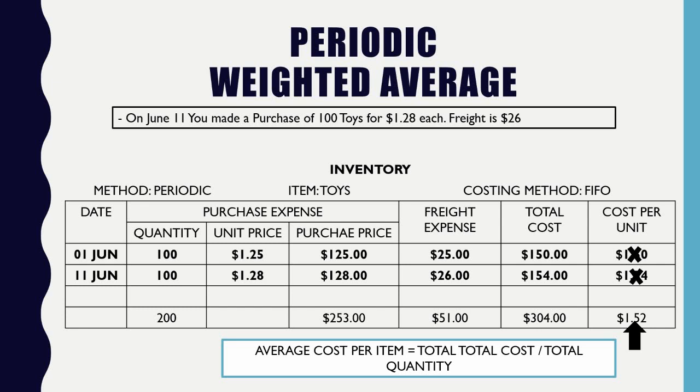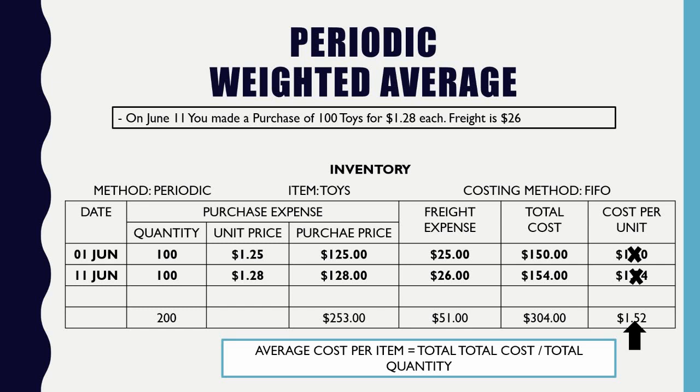And that's going to give me $1.52. Now think about it. Your first batch cost you $1.50. Your second batch cost you $1.54. We're trying to find a number that is right in between. So in this case, $1.52 is exactly right in between $1.50 and $1.54, right? You have something that's low cost, something that's high cost, and you have something that's right in the middle.